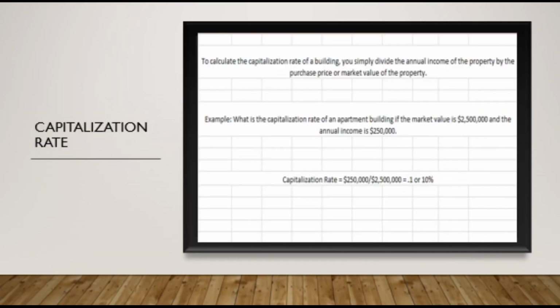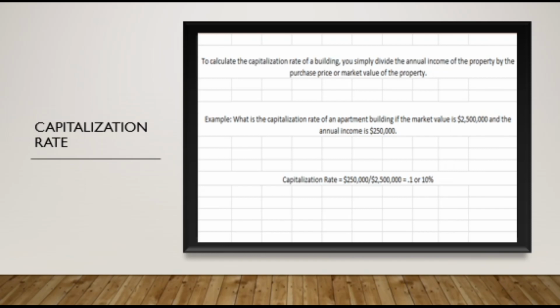Capitalization rate. To calculate the capitalization rate of a building, you simply divide the annual income of the property by the purchase price or market value of the property. So, for example, what is the capitalization rate of an apartment building if the market value is 2.5 million and the annual income is 250,000?